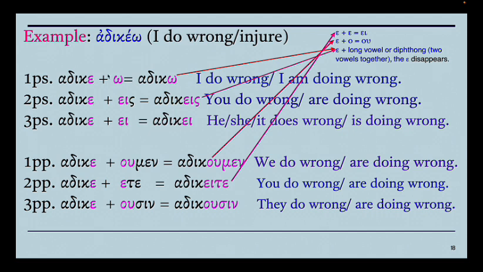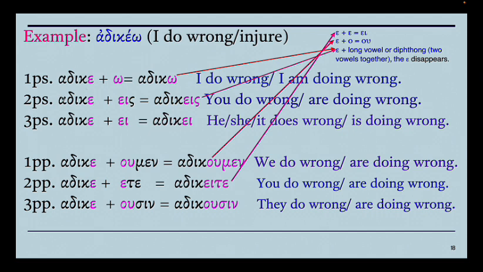So now this is how it works. We have adike epsilon and then we have omega. So when omega comes, the rule says epsilon disappears. So if epsilon disappears, then what is remaining? The remaining letters, okay? So the long vowel omega remains here. So adikó, I do wrong, I'm doing wrong.